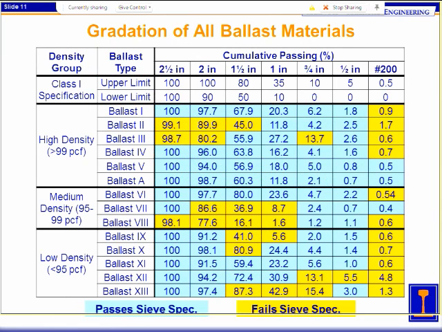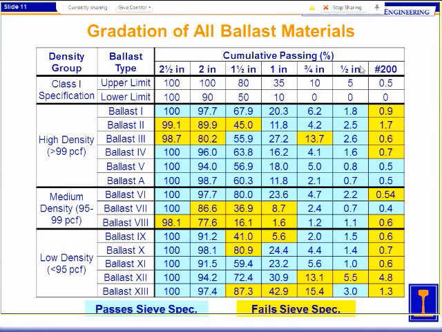Here's a table. You shouldn't really look at the numbers here. The bigger thing to note is the colors, because the blue here indicates sieves that are passing spec, and orange is the opposite. It's not meeting spec. And there's quite a lot there.